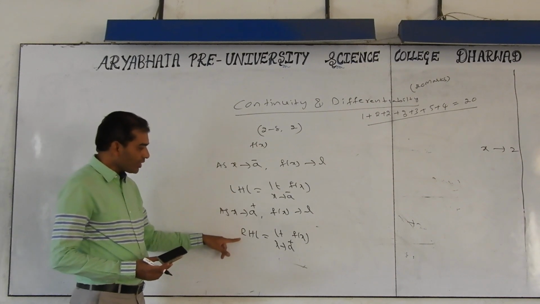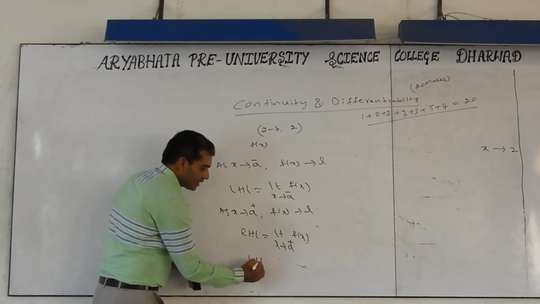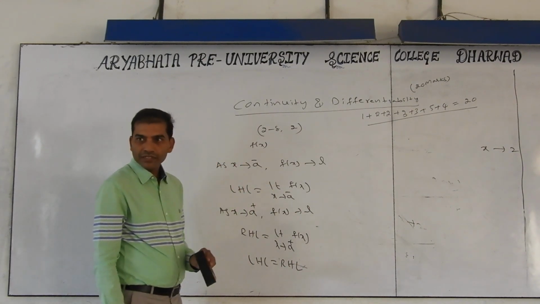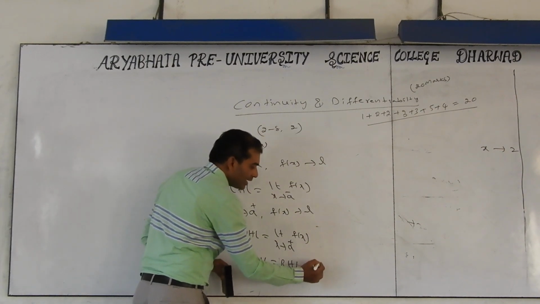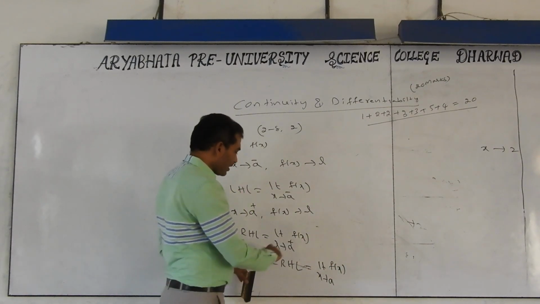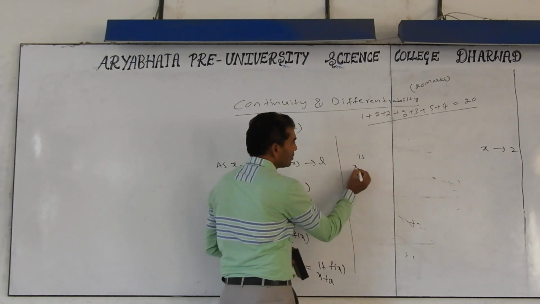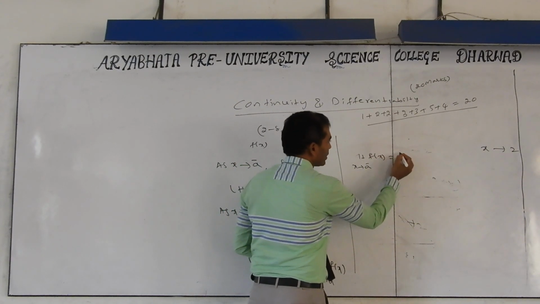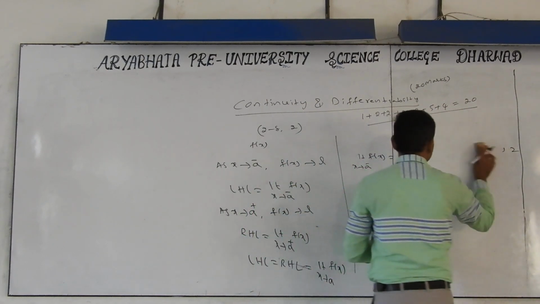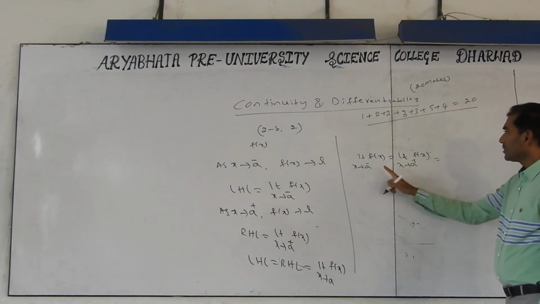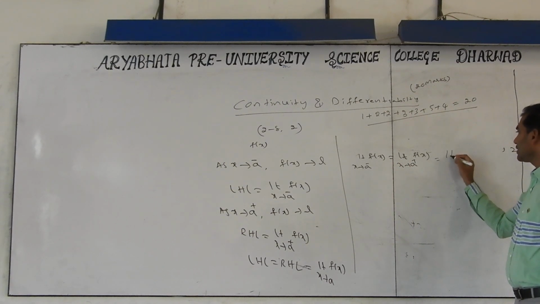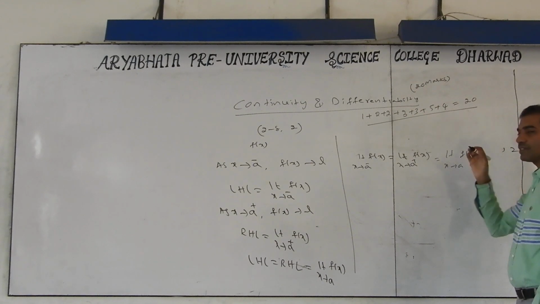When left limit equal to right limit, LHL equal to RHL, then limit exists. Otherwise, limit does not exist. So, which is equal to limit x tends to a f of x. Tell me, what is the left limit? Limit x tends to a minus f of x. Limit x tends to a plus f of x, right limit. This is LHL, this is RHL. When both are equal, limit exists. The limit is x tends to a f of x.